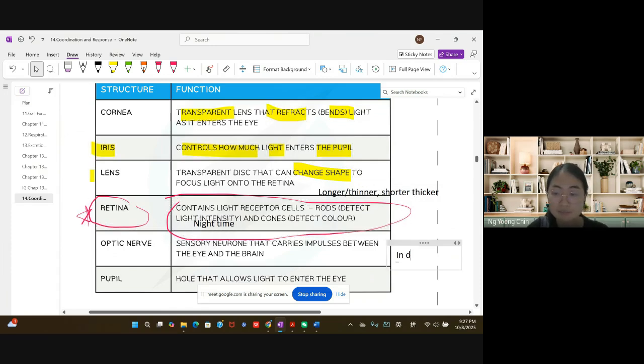In the daytime. So rods are for the nighttime because rods are very sensitive towards light intensity. For the cones, it will be the daytime because they can detect color, which has more variety.